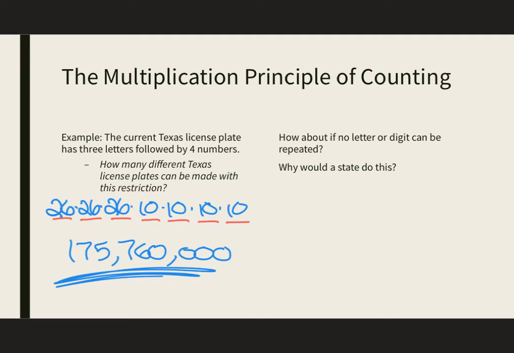If they used letters and numbers in any way, it'd be 36 times 36 times 36, 7 times. Now, what if no letter or digit can be repeated? That changes things slightly. I don't know why the state would do that. But basically, instead of 26 possibilities, it'd be 26, 25, 24, 10, 9, 8, 7. And that would just reduce the number of possibilities that there are.